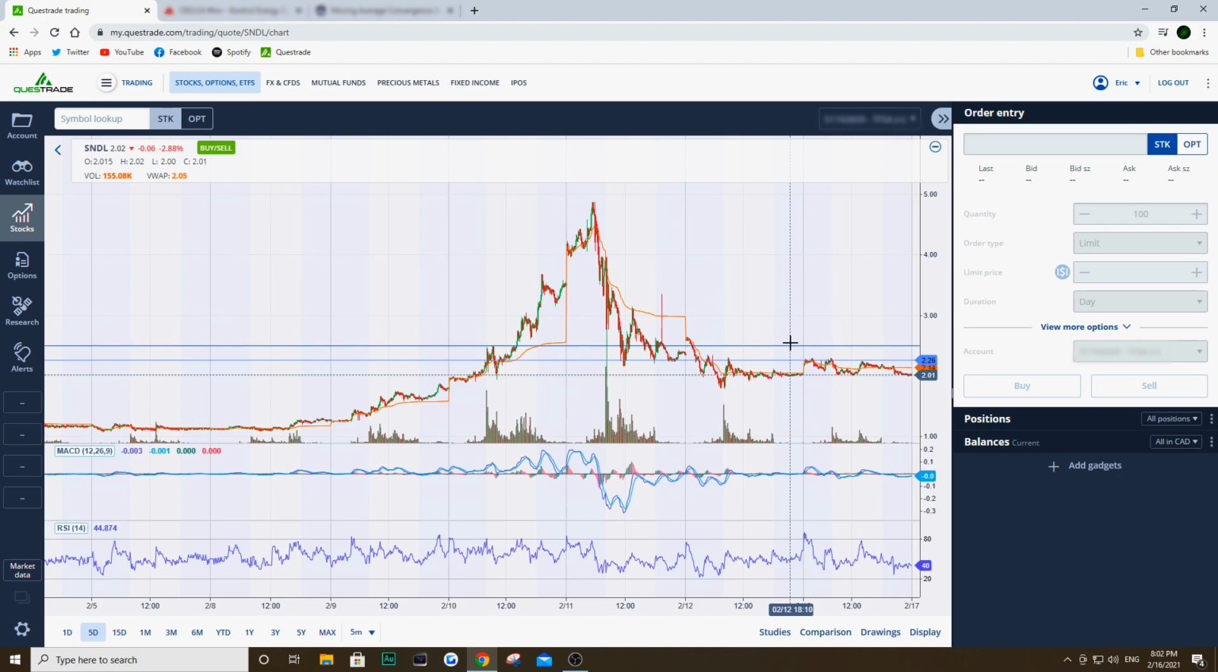So again, tomorrow I'm going to be looking at this stock. If it holds above the $2 mark, great, or if it doesn't, I'll be looking for an entry around the 175. And hopefully we can see a movement towards the break of 225 and onwards.